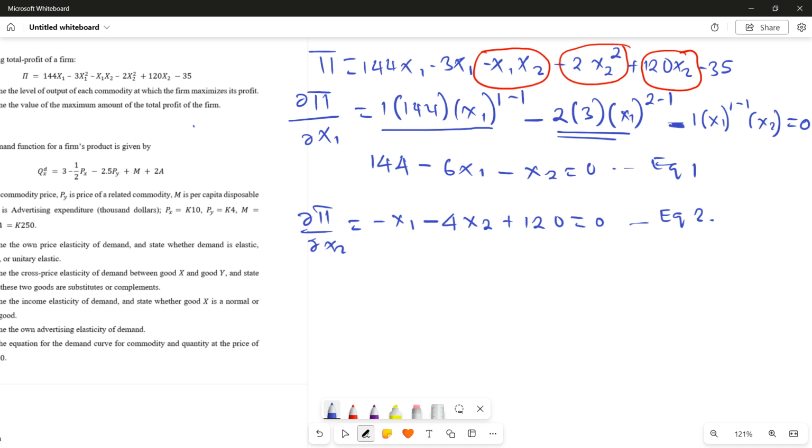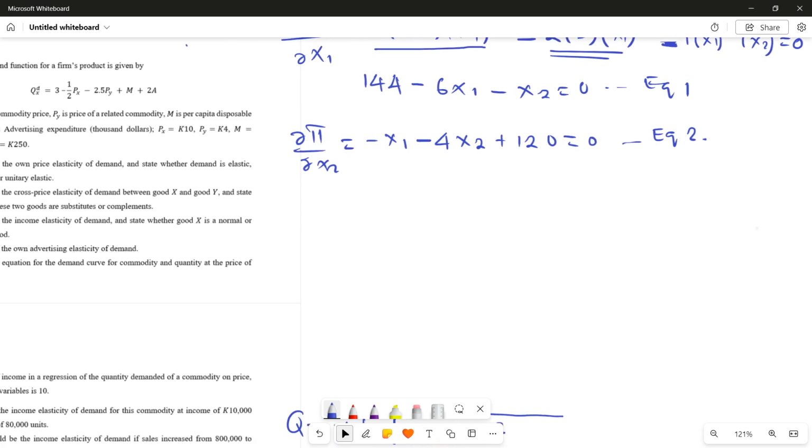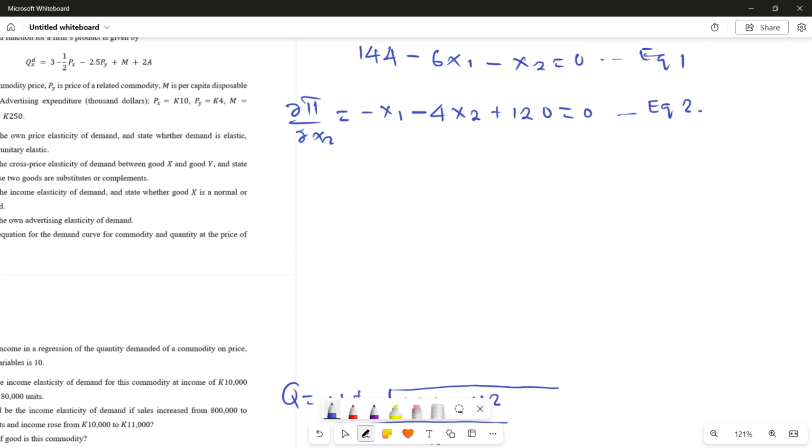So if you don't know how to differentiate, feel free to inbox me, I'll share a recording we did some time back on differentiation. It's for your own good. Okay, great. So we've got two equations. What we want is to find the value of x1 and x2. Since we've got two equations, we know that we can solve these equations simultaneously. How? Well, let's start with equation 1.